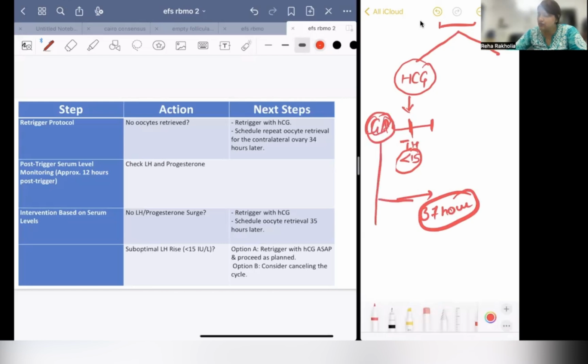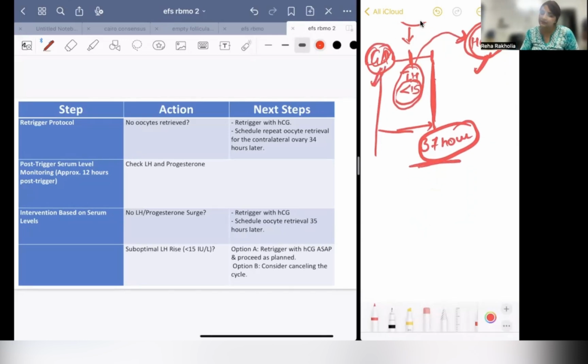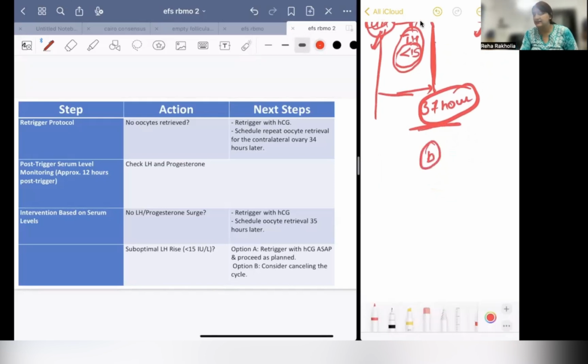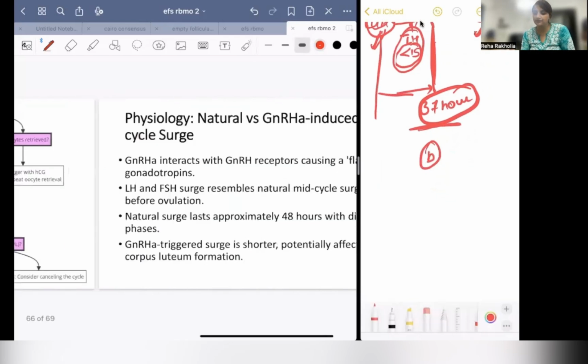So we'll continue, but when we saw that LH is suboptimal, meaning it is raised but not according to the mark, we give HCG here, but the planning of retrieval won't be according to this HCG. Planning of retrieval will be according to the GnRH agonist trigger, that means 37 hours after the GnRH agonist trigger. Or we can consider canceling this cycle. The same thing has been told in the flowchart form.